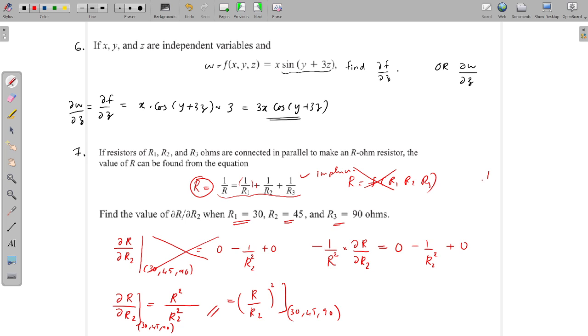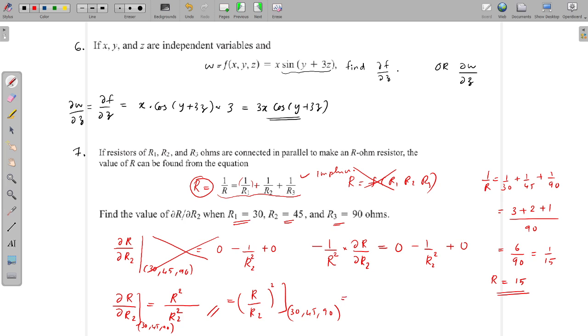The expression for 1 by R is 1 by R1, 1 by R2, 1 by R3. So 1 by R is 1 by 30 plus 1 by 45 plus 1 by 90. By taking the LCM, 90 is the LCM. So this is 3 plus 2 plus 1 by 90, that is equal to 6 by 90, that is equal to 1 by 15. 15 sixes are 90. So 1 by R is equal to 1 by 15, that means R is equal to 15.